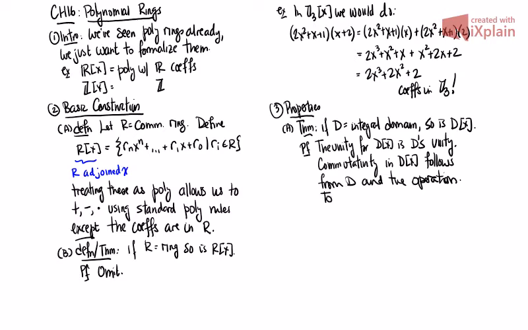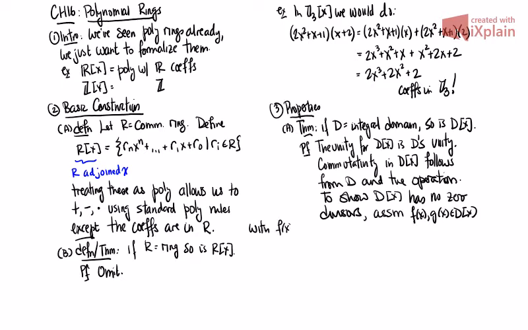Right, so to show that D[x] has no zero divisors, I'm going to multiply 2, get 0, and show that one of them must be 0. So assume that f(x) and g(x) are in D[x]. Let me start back here so I have space, with the product being 0. Now, but let's actually do this by contradiction. Let's assume that neither of them are 0.